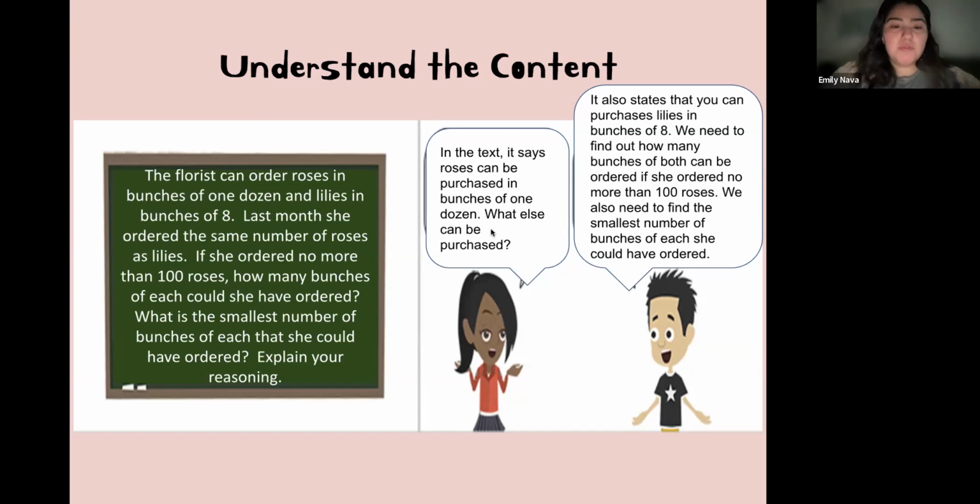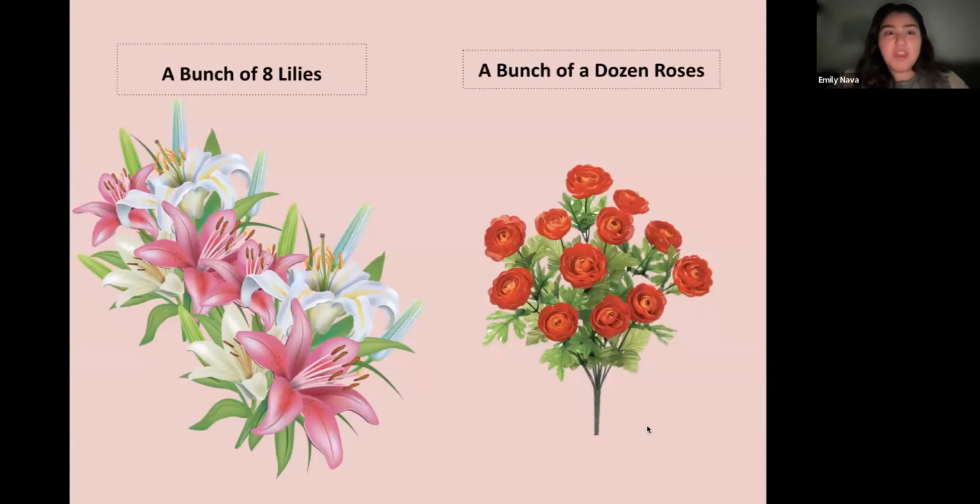So as the teacher, we would define, oh, a dozen means they're buying it in 12s. And bunches just means that they're in a little stack all together. And it's a bunch of 12 roses that they're buying. So let's go ahead and go through the next one. Again, we just put visuals as well. So a bunch of 8 lilies would look like this. And you can go ahead and count the lilies with them just so that they have a visual of what that would look like. And we also have a bunch of dozen roses. And again, a visual of 12 roses so they can visualize that a dozen equals 12 roses.